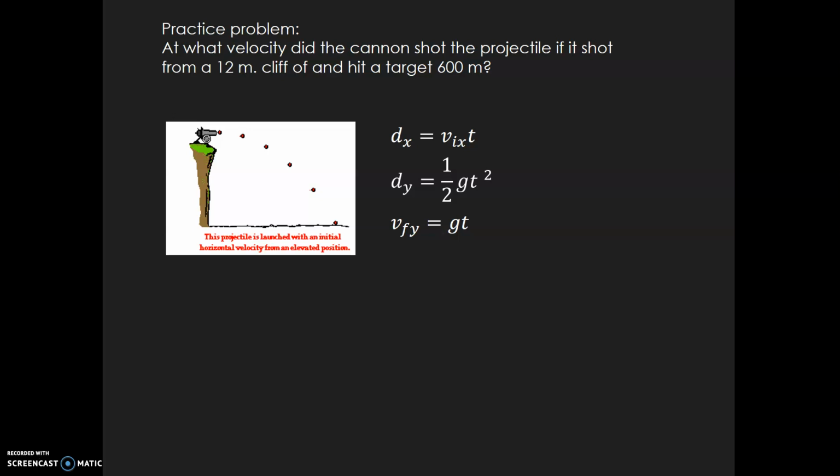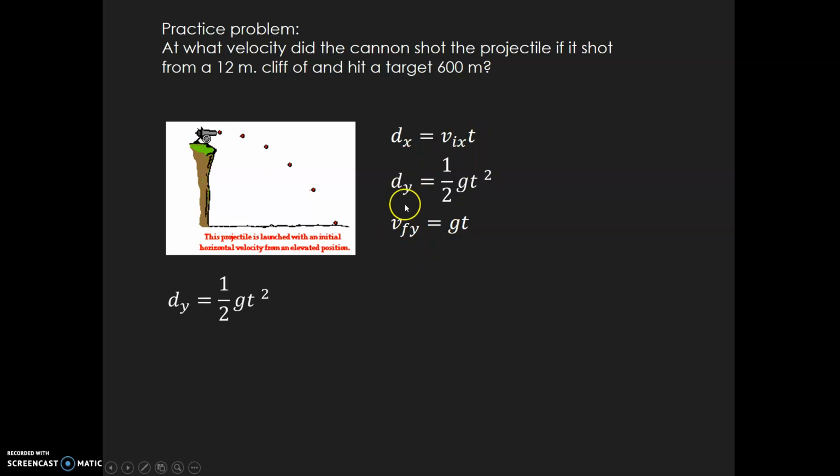All right, so first off, we have to figure out, what do we not know? Well, we know it's 600 meters away, and we want to know the velocity it's being shot out at. So that's right here, this velocity. But we don't know the time. So we're going to use one of these other two equations to find the time.